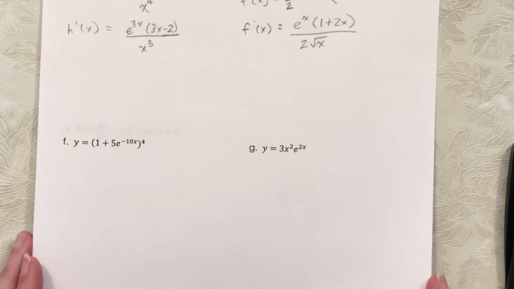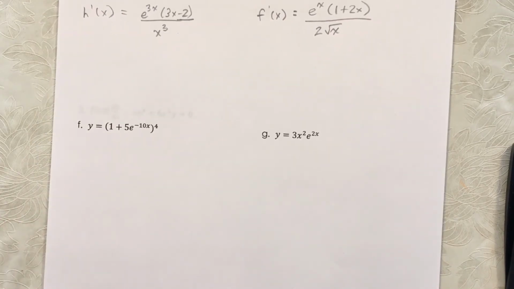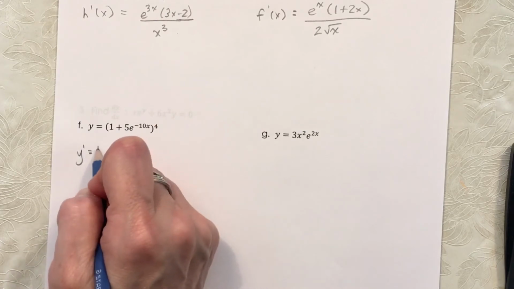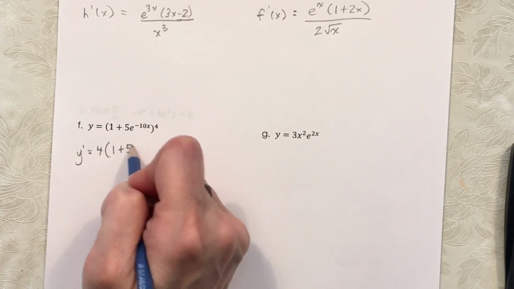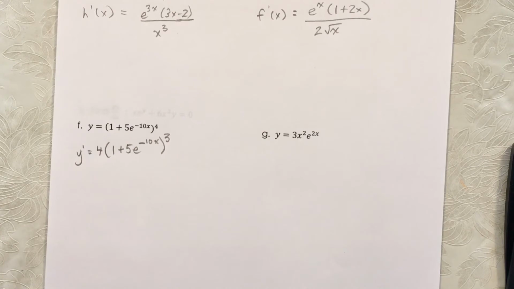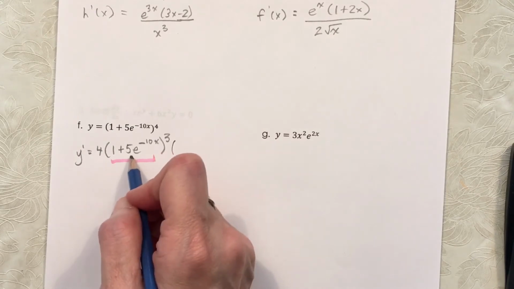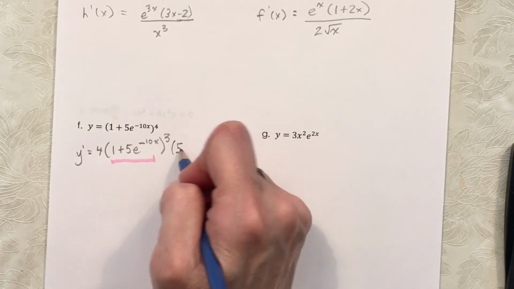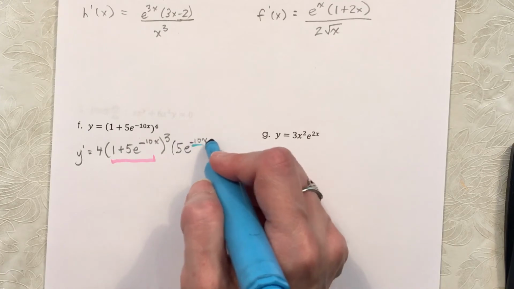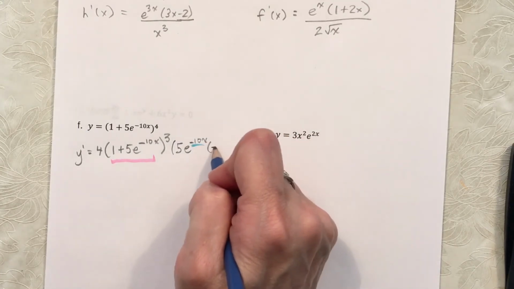Okay, on to F. y equals (1 plus 5e to the negative 10x) all to the 4th. So we've got this all to the 4th power function kind of look to it. So it's chain rule first. So y prime is going to be 4 times the whatever to the 3rd, and then we got to multiply by the derivative of what's inside. So the derivative of 1 is 0. The derivative of 5e to the negative 10x is going to be 5e to the negative 10x, then multiplied by the derivative of the exponent, which is negative 10.